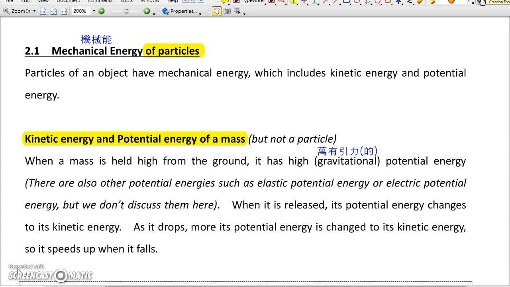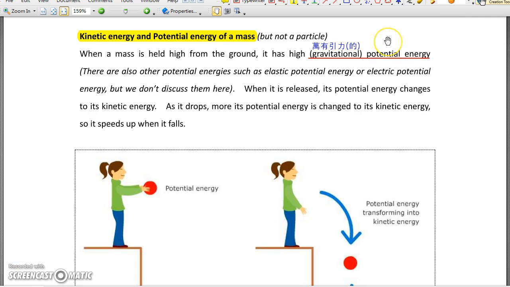2.1. Mechanical energy of particles. Before we talk about mechanical energy of particles, let's first of all recall what kinetic energy and potential energy of a mass are. First, it is gravitational potential energy. The gravitational potential energy of a mass is higher if it is at a higher position. If she lets go, then the mass goes down. At that time, the gravitational potential energy changes to kinetic energy of the mass. And that's why the mass speeds up when it falls.